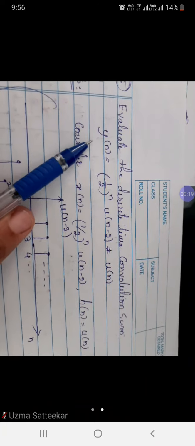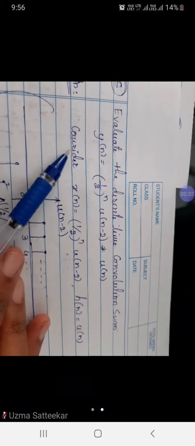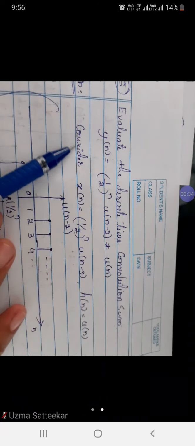Evaluate the discrete time convolution sum y of n is equal to half raised to n u of n minus 2 convolved with u of n. As and when we try solving the problem, we will just recall the steps that are involved. Okay, let us move towards the solution.